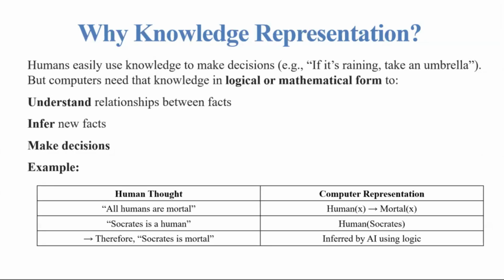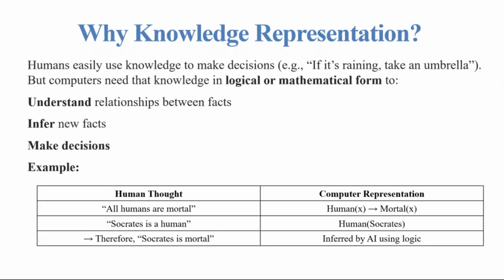Third, make decisions. Suppose an autonomous car detects a red traffic signal, and the AI already knows the rule: if the signal is red, stop the vehicle. Based on this stored knowledge, the AI immediately decides to stop. This is how self-driving cars and many intelligent systems work. And now, how does a computer understand the same idea? Instead of English sentences, the knowledge is represented using logical notation. We write human(X) and mortal(X).